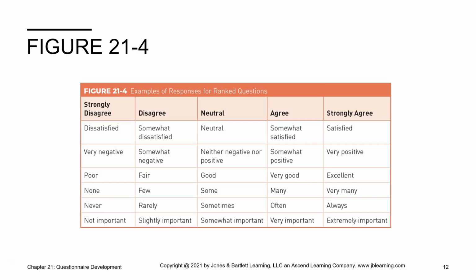So figure 21.4 goes over some more examples for those ranked questions. As I mentioned, I typically do the strongly disagree to strongly agree. That's across the top row. But you could do satisfaction, you could do negative, poor, fair, good, very good, and excellent, which is often used when people are asked about their perceived health status. So there's a couple different options there. If you're working on a survey for a group project, you can always come back and use these as potential options.